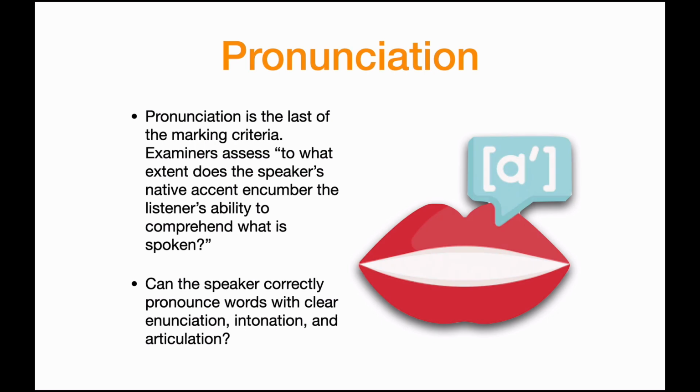Pronunciation. Pronunciation is the last of the marking criteria. Examiners assess to what extent the speaker's native accent encumbers the listener's ability to comprehend what is spoken. Can the speaker correctly pronounce words with clear enunciation, intonation, and articulation?